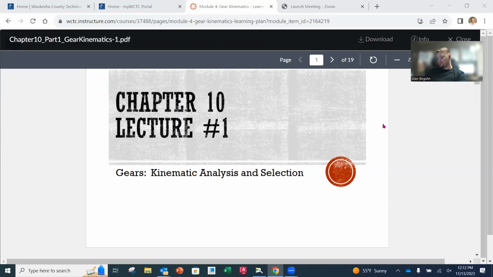Okay, so we're going to be starting a whole new subject here. We're going to be looking at chapter 10, which is gears, and looking at the kinematic analysis and selection of gears. When we bring ourselves back to the kinematics, remember that's always going to be looking at and only focusing on the spatial requirements that we need for the motion that we're looking for, without worrying about any forces. Okay, so we are not analyzing forces here.